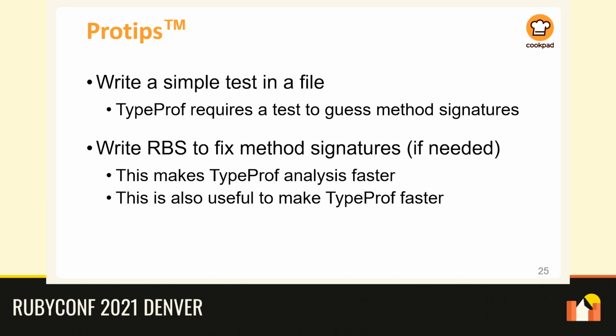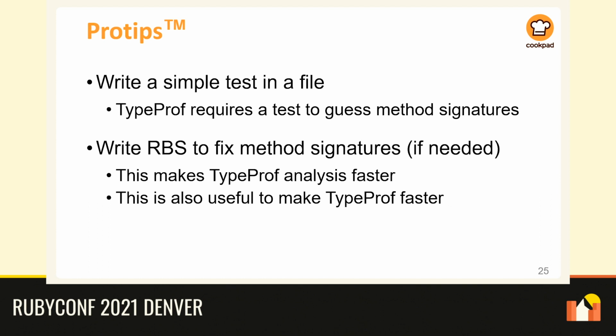Okay, so I summarize the pro tips. Currently, TypeProf requires a plain old style test in each file to guess method signatures. I admit this design is very arguable because many Ruby users are familiar with a rich test framework such as RSpec. It might be theoretically possible to make TypeProf load RSpec style tests, but maybe it requires much more work. And you need to write RBS if you want to fix method signatures. Otherwise, a wrong method call changes method signatures.